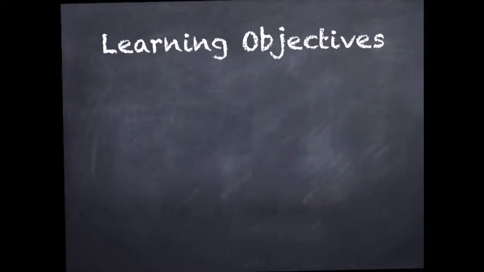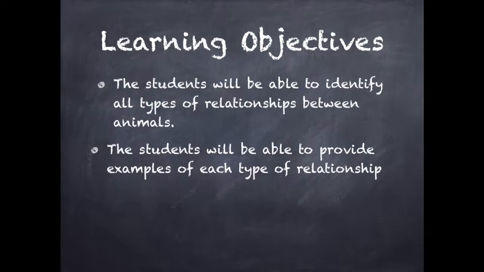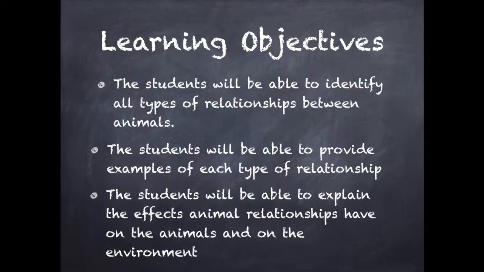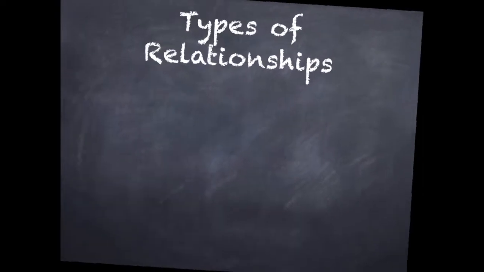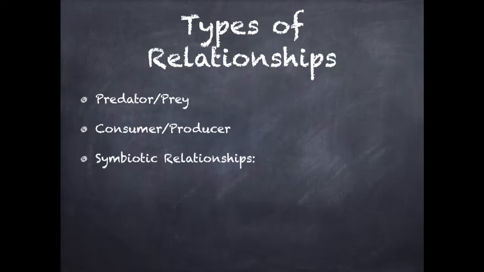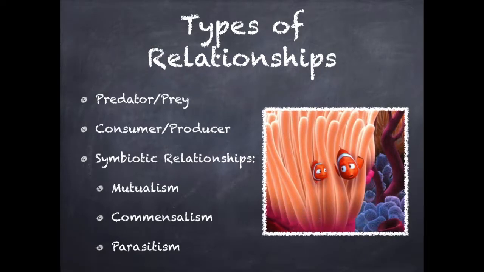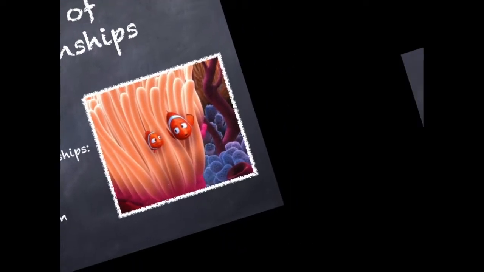The learning objectives for this lesson are: the students will be able to identify all types of relationships between animals, the students will be able to provide examples of each type of relationship, and the students will be able to explain the effects animal relationships have on the animal and on the environment. The types of relationships that we'll be discussing today are predator-prey relationships, consumer-producer relationships, and symbiotic relationships, which include mutualism, commensalism, and parasitism. We'll even find out what type of relationship is displayed in this picture.